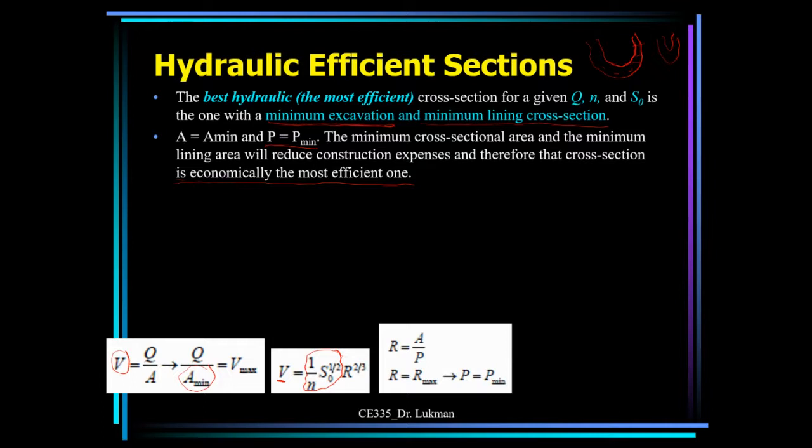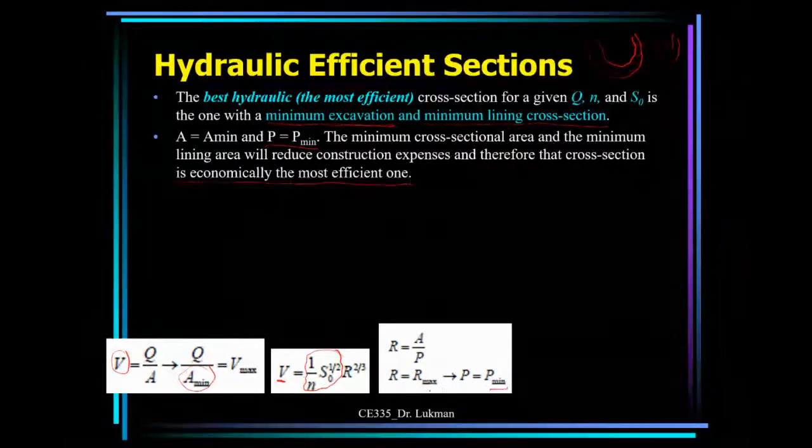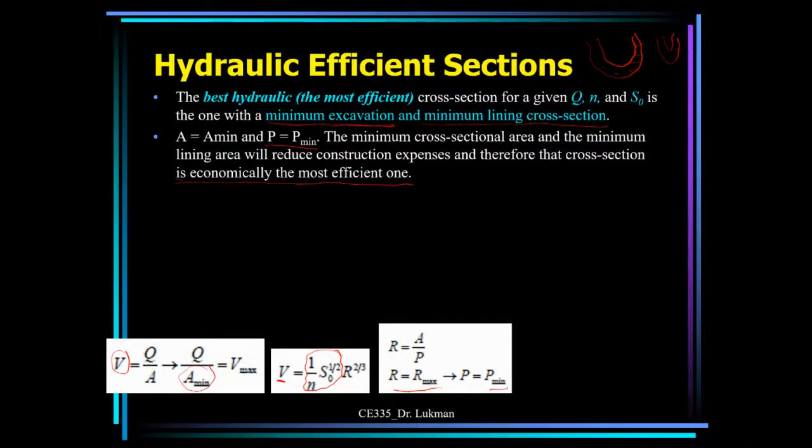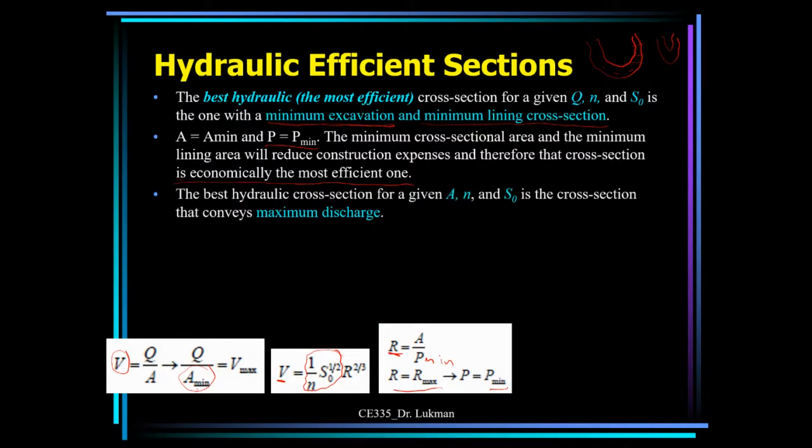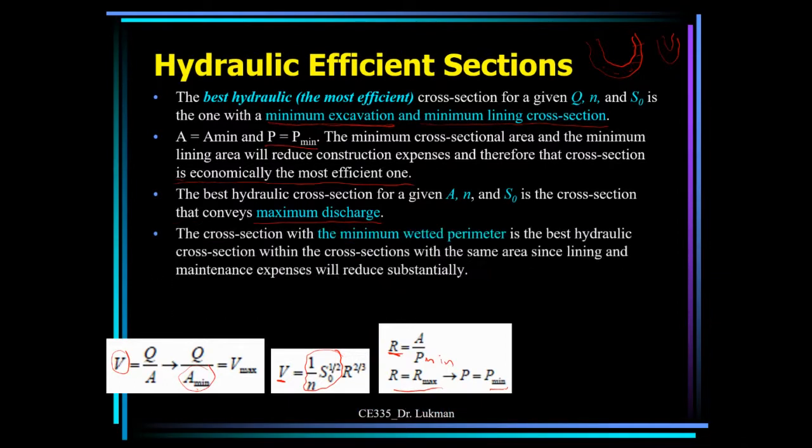For the most efficient section, the velocity has to be maximum, the wetted perimeter has to be minimum, but the hydraulic radius has to be maximum. Of course, if the wetted perimeter is minimum, then the hydraulic radius is maximum, similar to the relationship between V and A. The best hydraulic cross section for a given area, Manning's roughness coefficient and bed slope is the section that conveys maximum discharge for a given area.